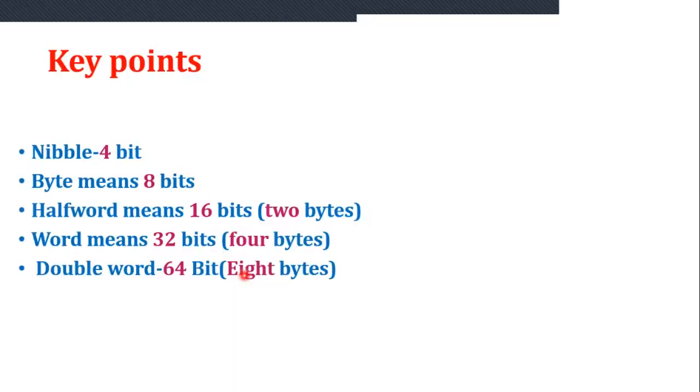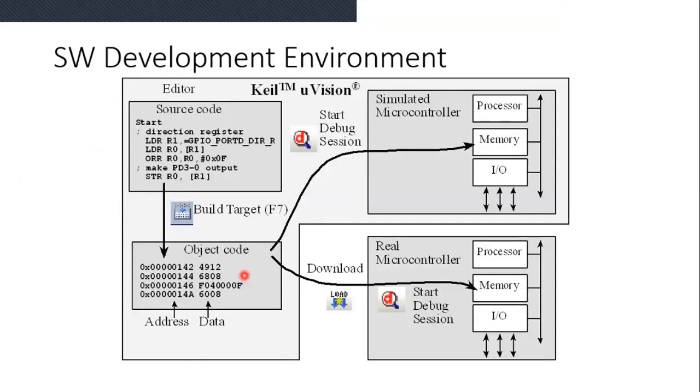Next, we should know how Keil microvision works, and these are things we studied in the lab sessions. Generally, we write the source code, the assembly language code. Next we do the build target, which converts it into object code. This object code has addresses and data. After that comes the debugging process, in which it is dumped and stored in our memory locations, and later stored in our hardware. You will study all of this in the lab sessions.